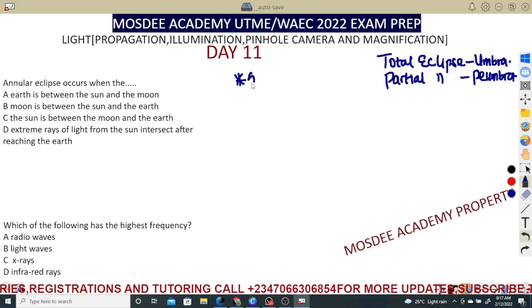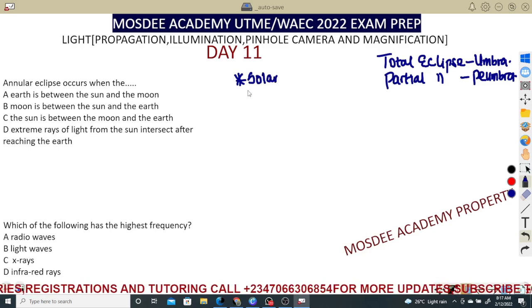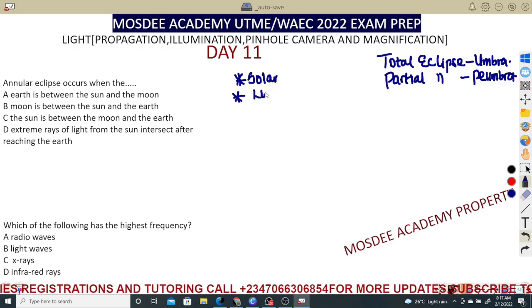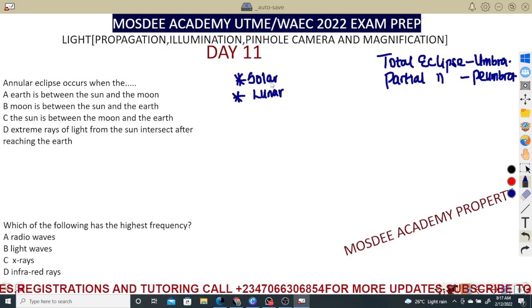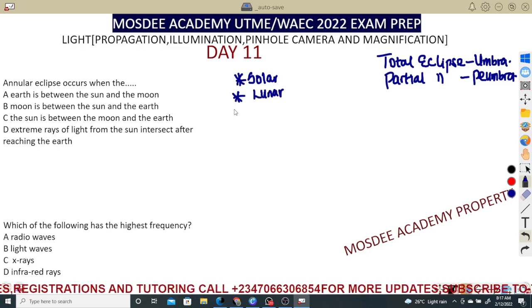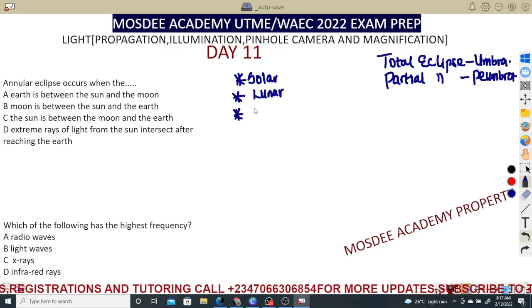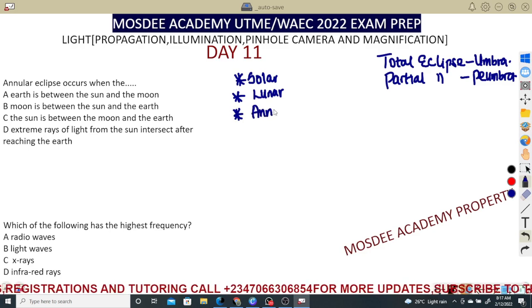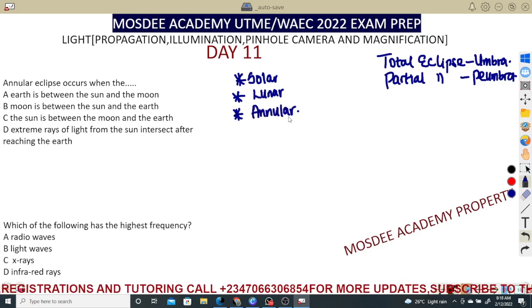So we now have the 3 types of eclipse. We talk about solar eclipse, we talk about lunar eclipse. In your junior classes, solar eclipse is also called eclipse of the sun. Lunar eclipse is called eclipse of the moon. And the special type of eclipse we call annular eclipse. This is very simple as well.